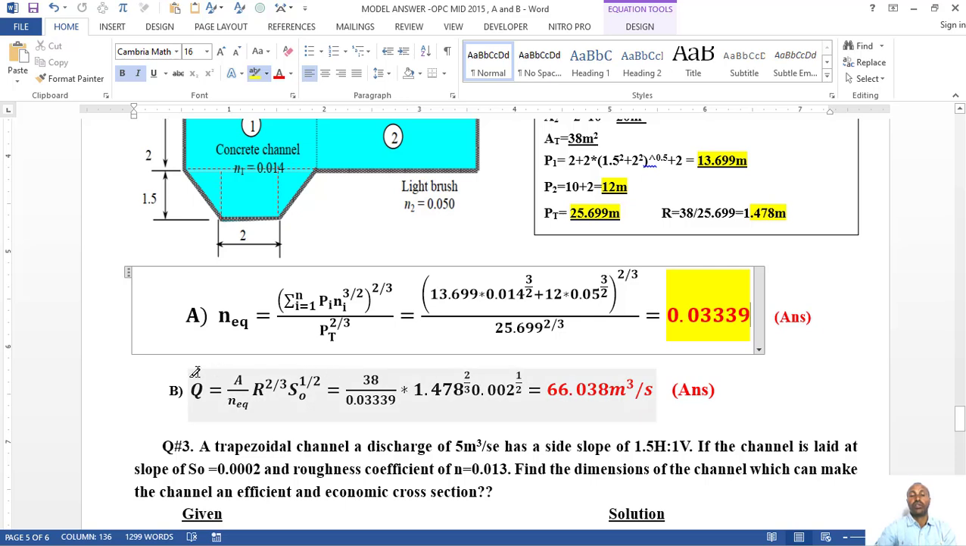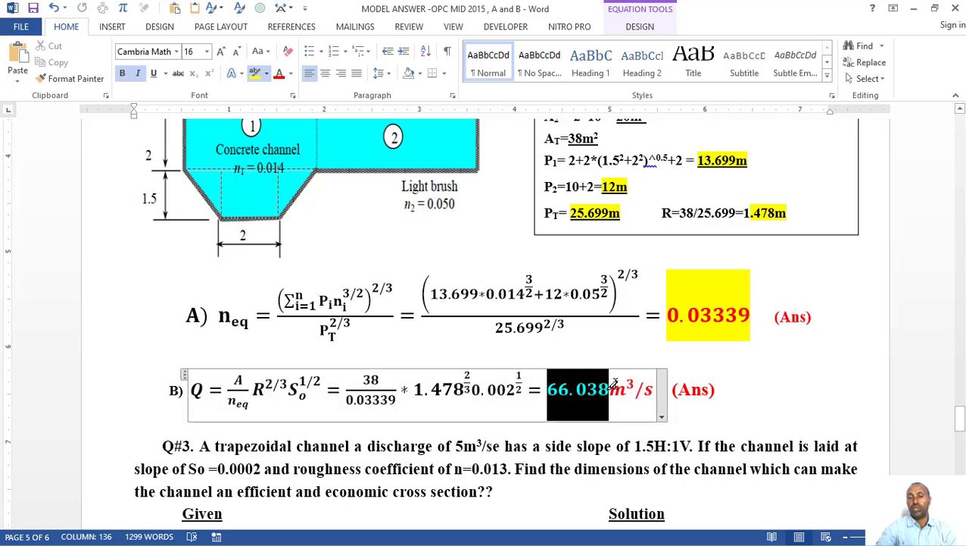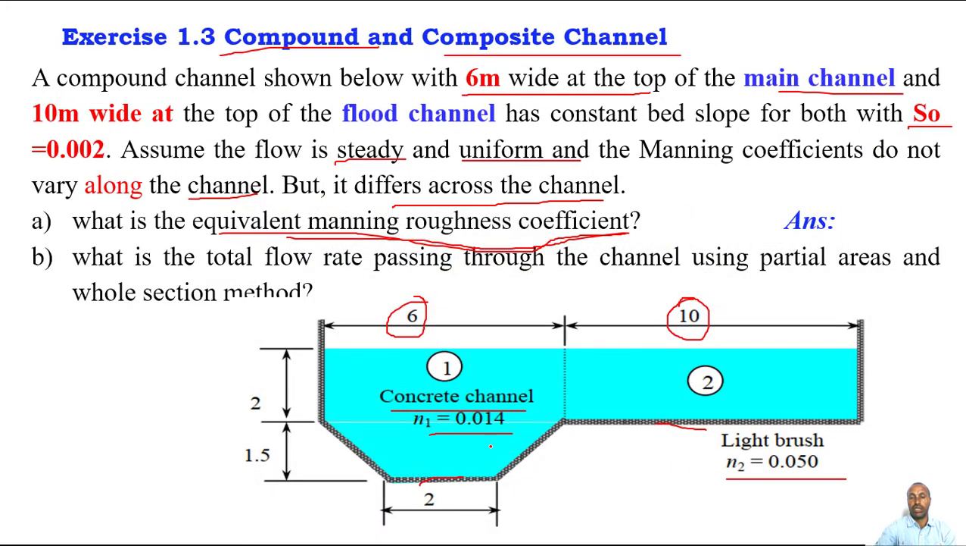Then finally Q will be A over n equivalent. Then you can substitute every parameter, and you get the result, which is 66.038 meter cube per second discharge. According to the partial area method, just as an assignment you can try. For each sub area, you have a Manning roughness, so you have to compute Q1, Q2 individually, then you sum up, then you will compare both.